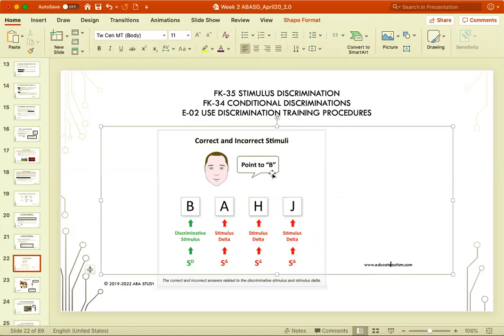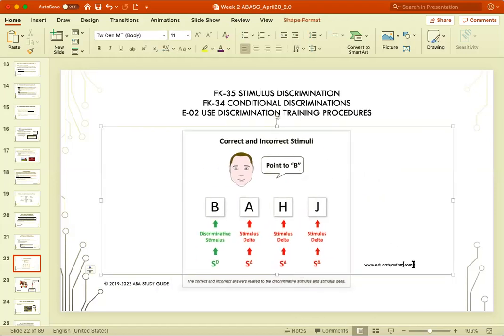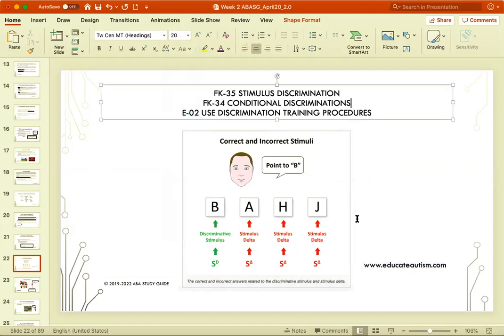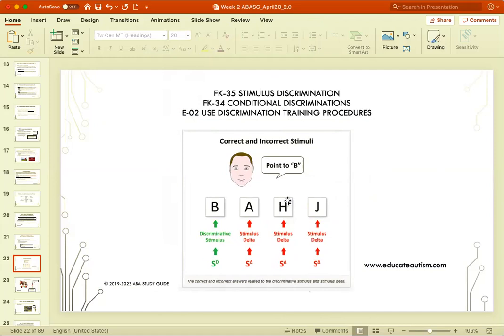Educateautism.com. It's listed right here. In the presence of point to B and you point to H, reinforcement will not be delivered. Therefore, the H stimulus is now a discriminative delta.